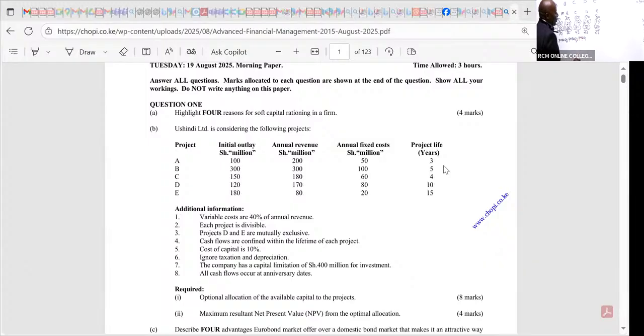How many years for project C? 4. Then we have PV for 10%. How many years for D? 10. Then we have PV for 10%. How many years for project E? 15, eh? 15. So I don't know now whether you have tables you can now use to read. Do we have annuity tables?